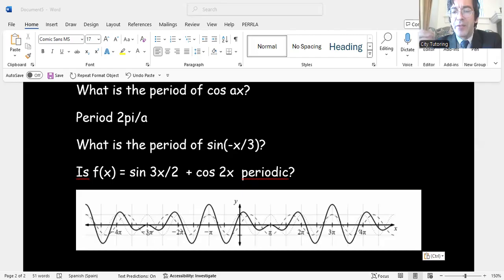Remember, you have to divide it by 3/2. It's 2 pi divided by 3/2, so you have 4 pi over 3. So the sine of 3x over 2 equals 1 when you have negative pi plus 4 pi over 3.